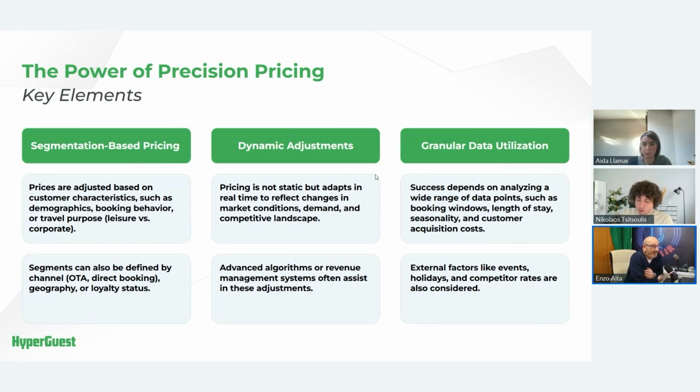So success in your revenue and distribution strategy depends much on the way you extract and elaborate the analysis of your data, which might be a wide range of data points, such as booking window, length of stay, seasonality, customer acquisition costs, and so on. Then you have external factors, like a big event going on in my destination, a big high season or holiday, or competitor rates creating some waves in the industry, and automatically this also impacts our price decision.